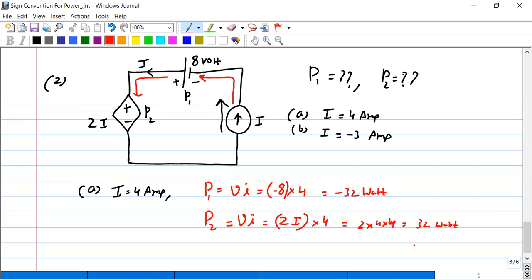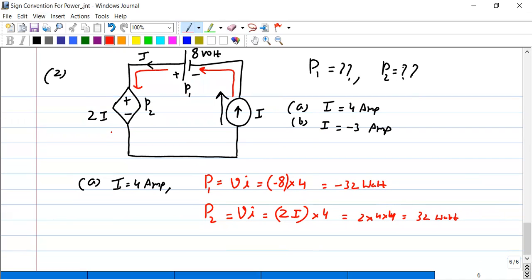But with a positive sign. Positive indicates that this dependent source is absorbing the power, and P1 is minus 32 means this voltage source is delivering the power. Minus 32 means the independent source of 8 volts is giving the power, and power P2 is 32 watts means the dependent source is absorbing the power.